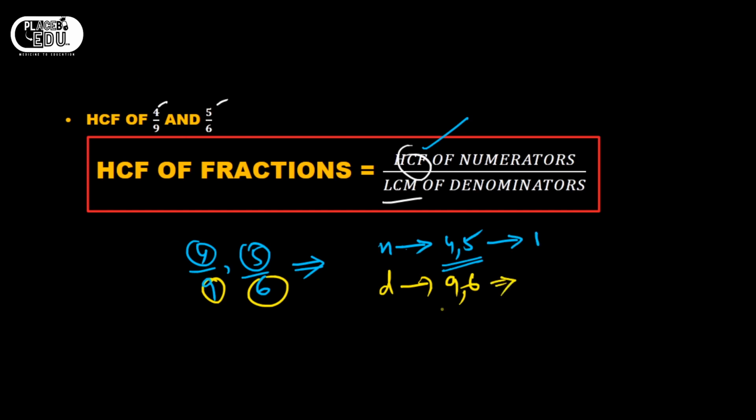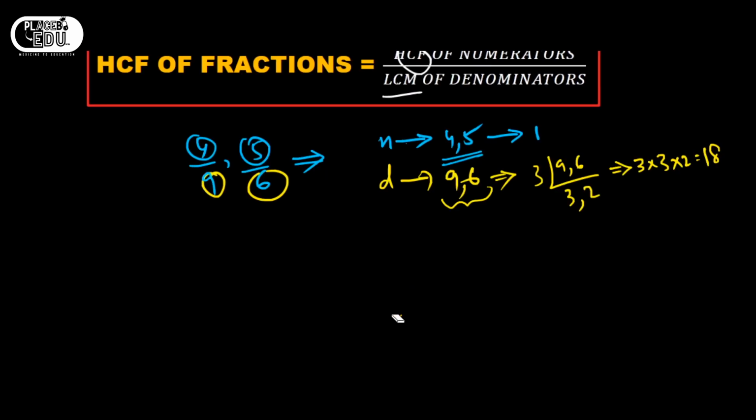Now I have to find the LCM of these denominators. In order to find the LCM, I'm using the division method: 3 3s are 9 and 3 2s are 6. So 3 2s are 6, 6 3s are 18. That is 3 into 3 into 2, which equals 18. I'm writing the result here, that is 1 by 18. So the HCF of these two fractions is 1 by 18.